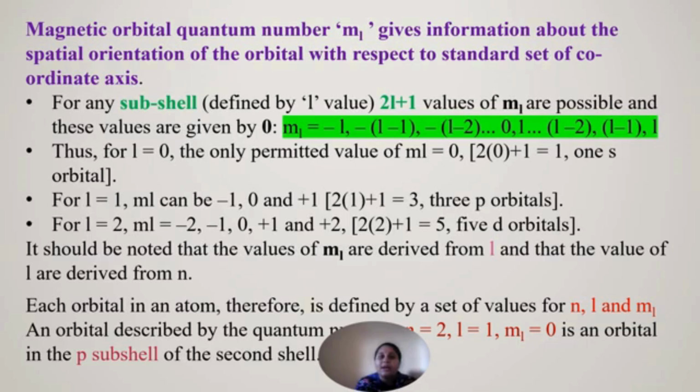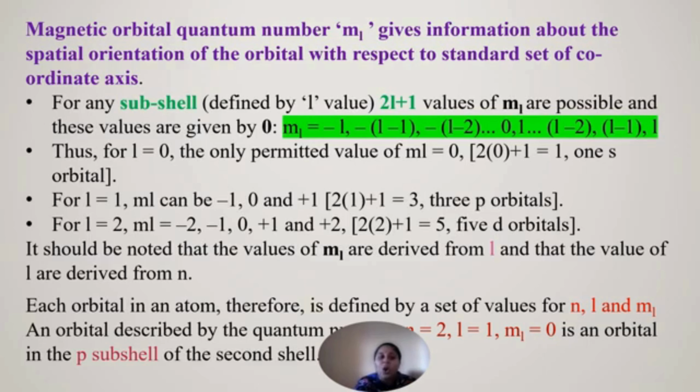So s has only one orbital. The p subshell has 3 orbitals, px, py, pz. The d subshell has 5 d orbitals. So it should be noted that the ml values derived from L values are all interconnected. The magnetic quantum number is derived from the azimuthal quantum number. The azimuthal quantum number is derived from the principal quantum number. So the basis of all of this is the principal quantum number.